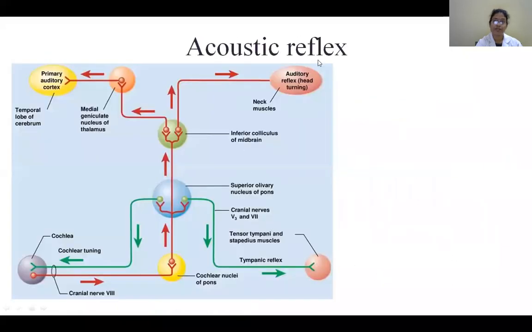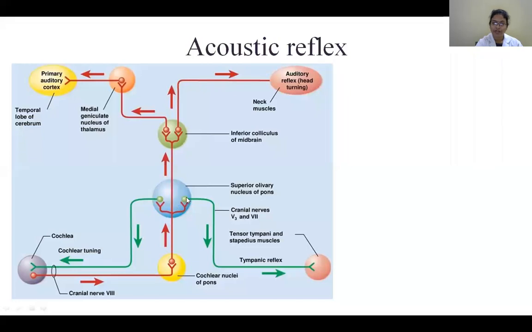Next very important reflex is acoustic reflex. So this we usually do not elicit in the labs we do here. But to remember, acoustic reflex, the afferent is cochlear nerve. That is the part of the eighth cranial nerve. So from the cochlear nerve, it will go to the cochlear nuclei of the pons. From there, it will go to the superior olivary complex.